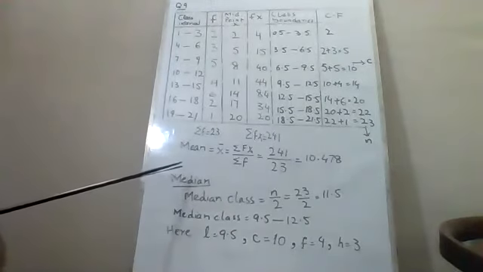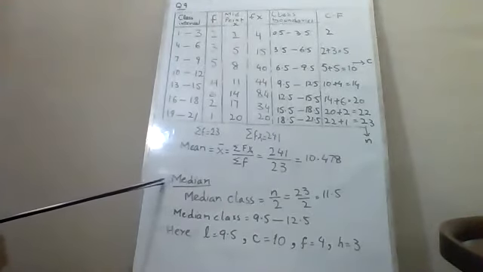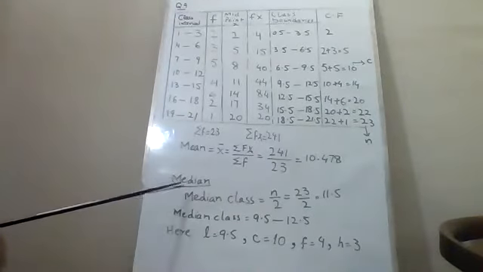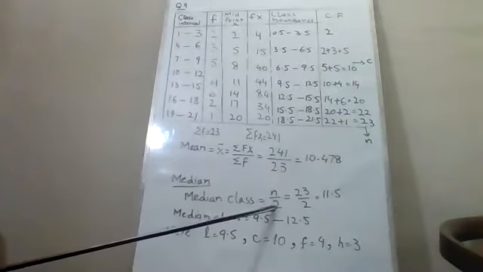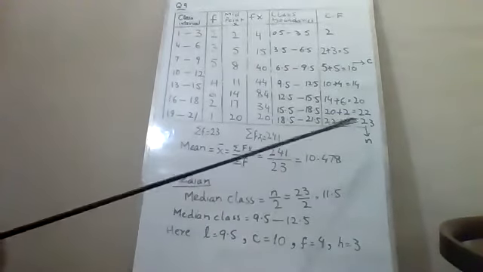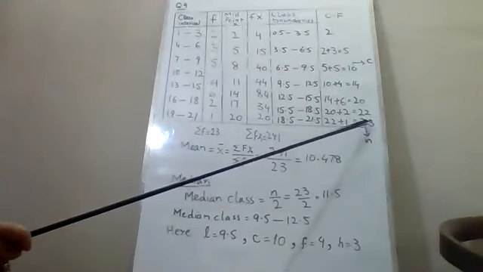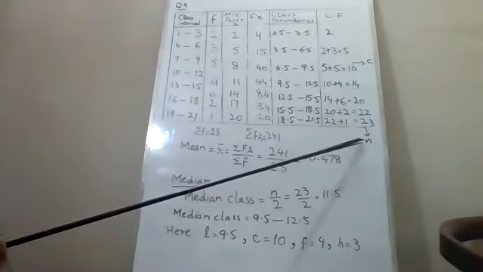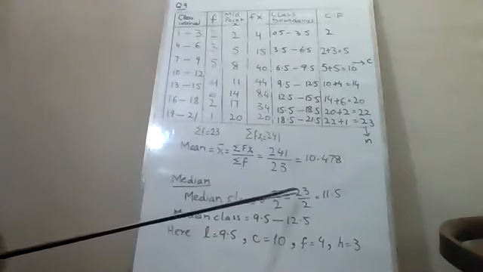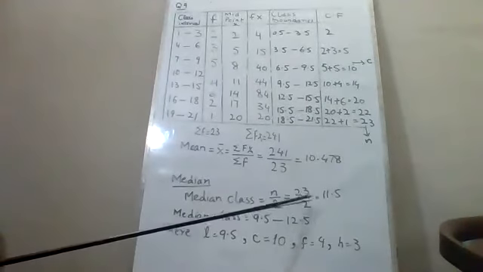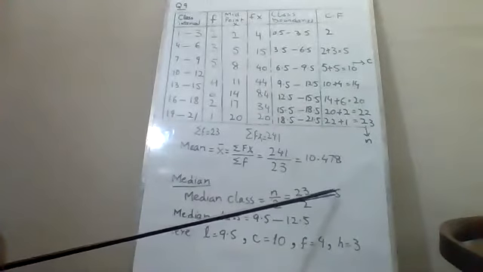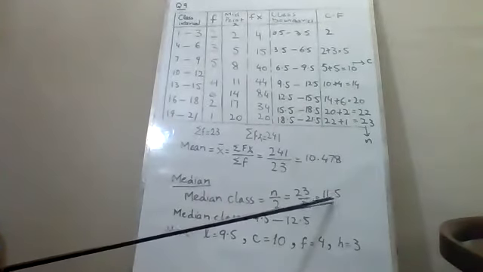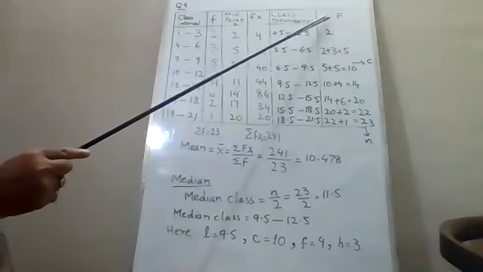Now to find the median, this is the next part of the question. To find the median, first we find the median class. So what is the formula for median class? It is n by 2. Now what is n? This n is the last cumulative frequency, which is 23. So n divided by 2 means 23 divided by 2. So it is 11.5.